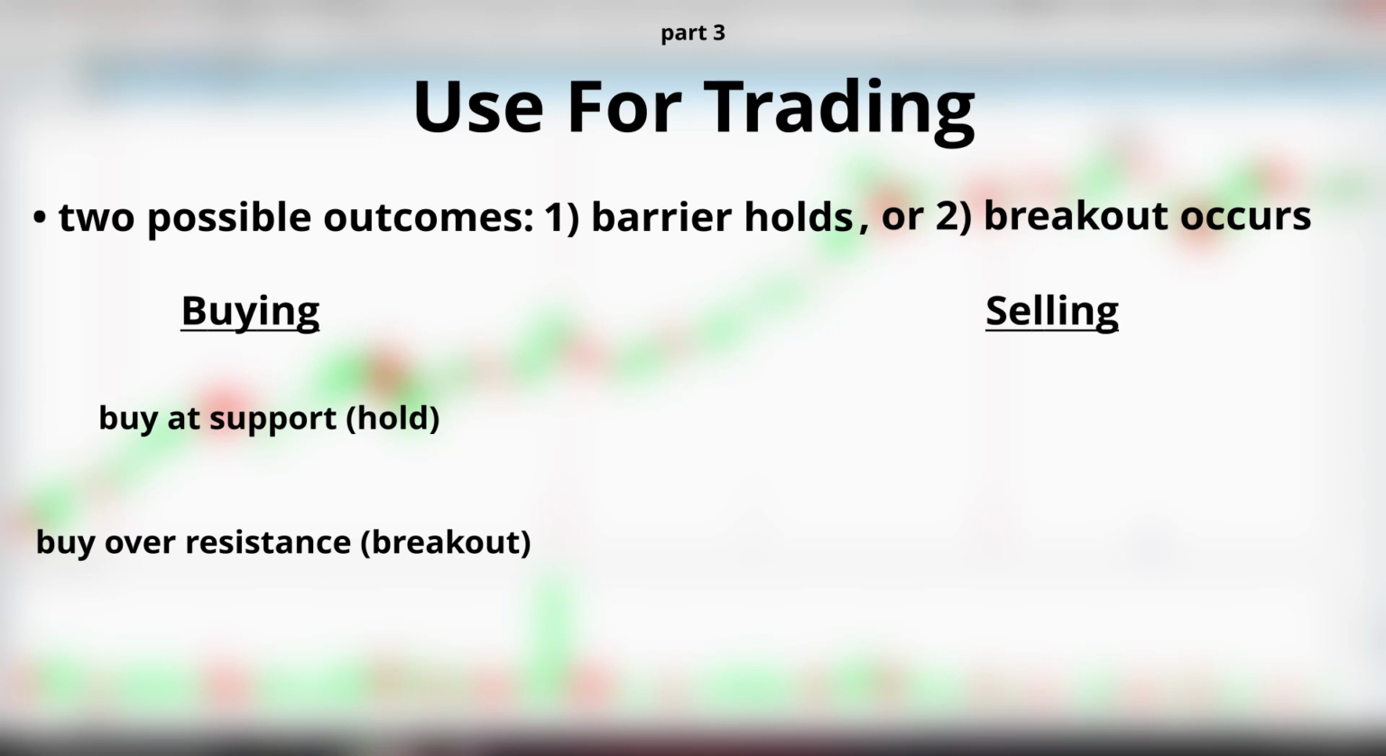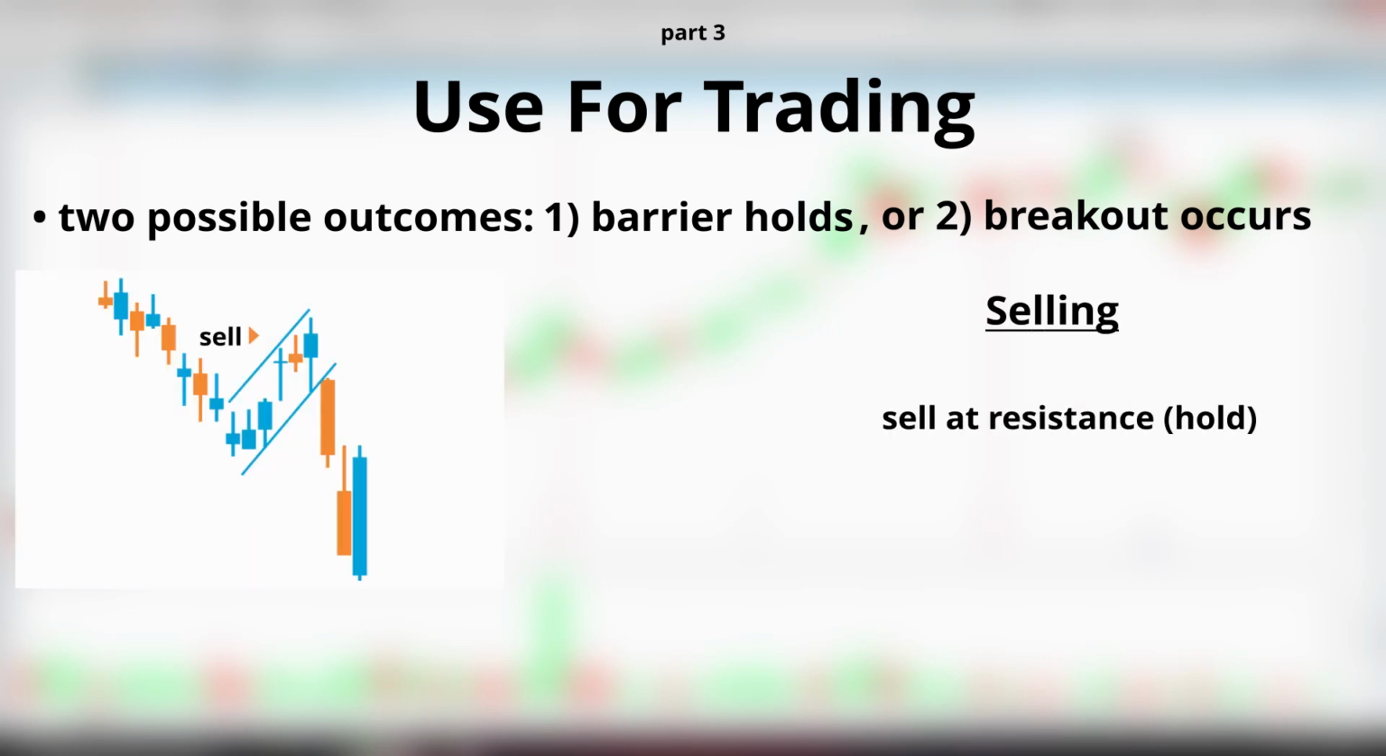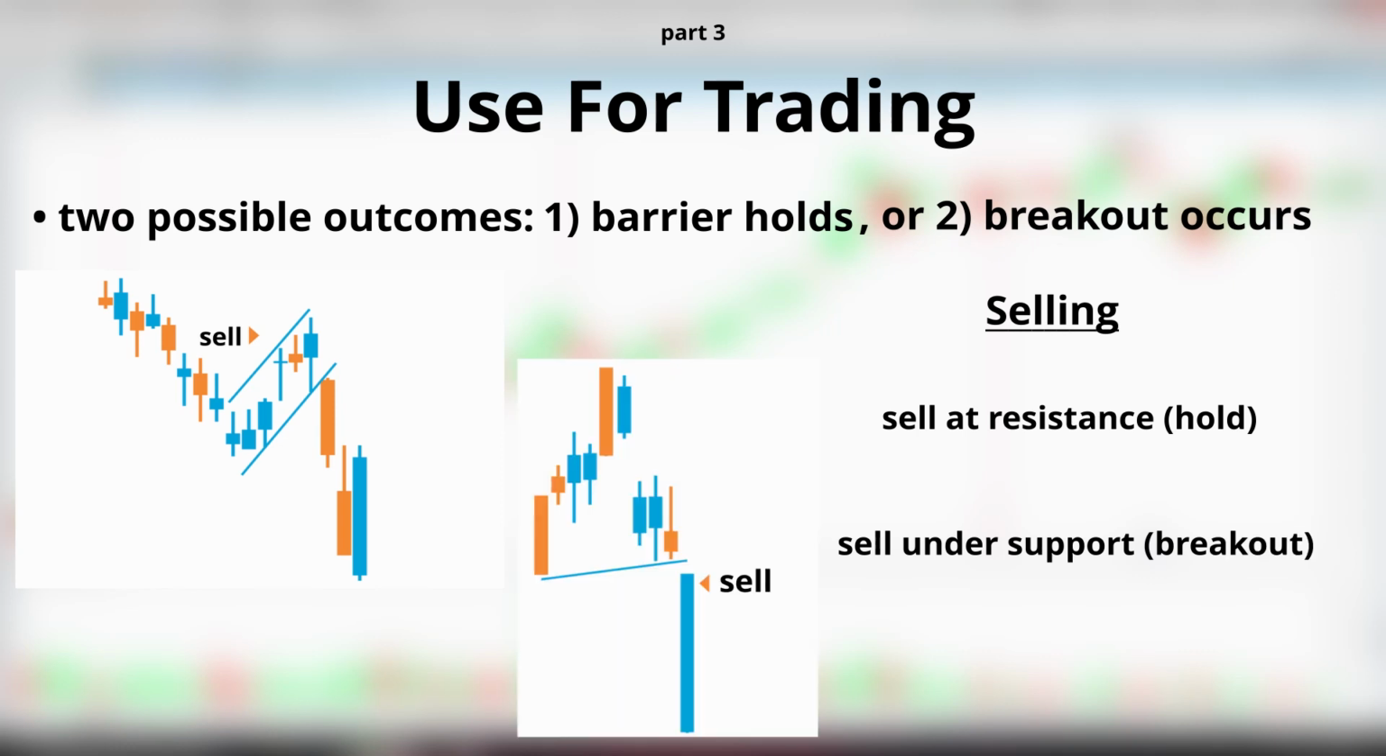Now for selling, the opposite occurs. You can either sell at resistance, assuming that the resistance is going to hold and the stock will not move higher, or you can sell right at the support break, assuming that this breakout will hold and the stock will now move lower.